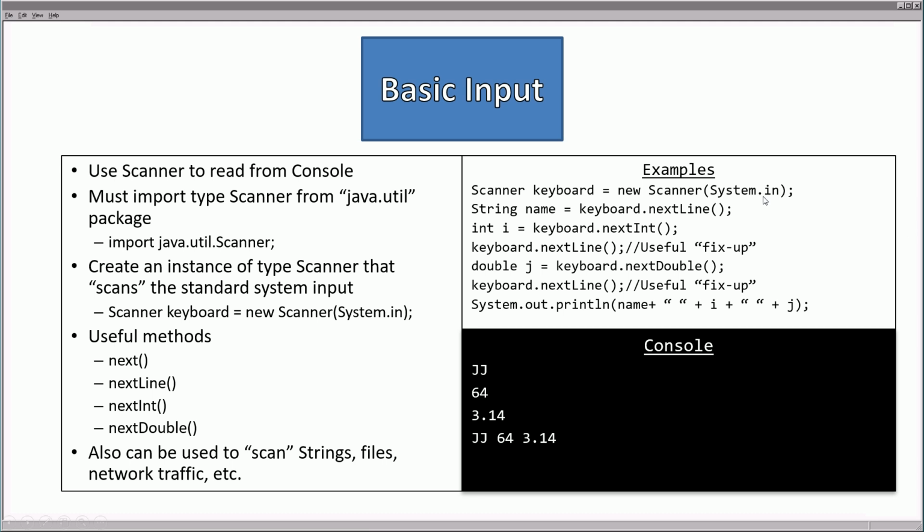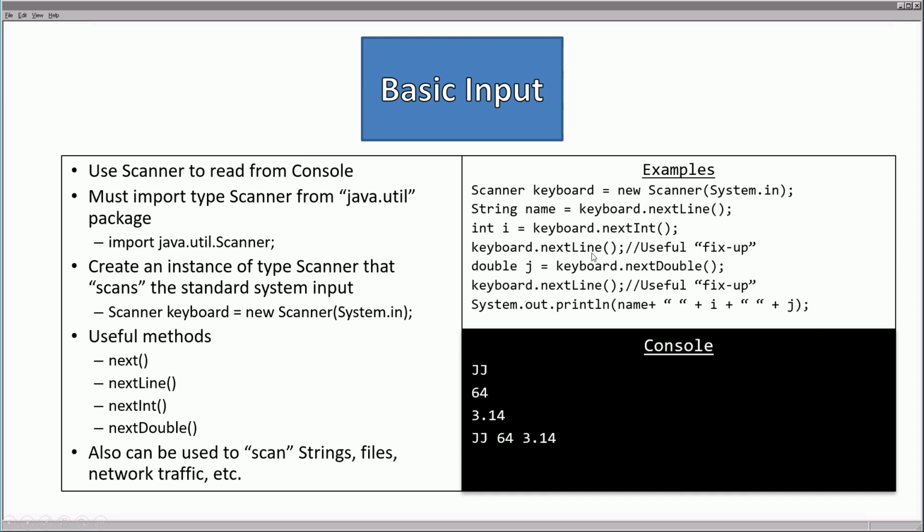Now in this example, we create this new instance keyboard and tie it together to our standard system input. Then what we do is declare String name and assign this to keyboard.nextLine. So if I were to enter JJ and press enter, the name that's assigned here is JJ. After that, we declare this int i and then assign it to keyboard.nextInt. So then if I were to enter 64 and press enter, the value 64 is stored inside of i.